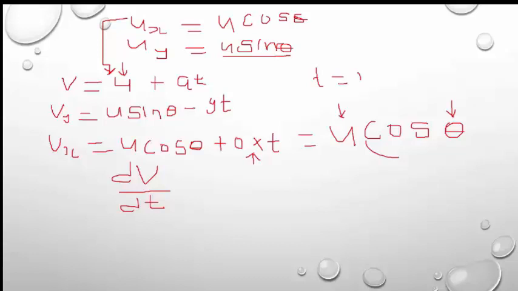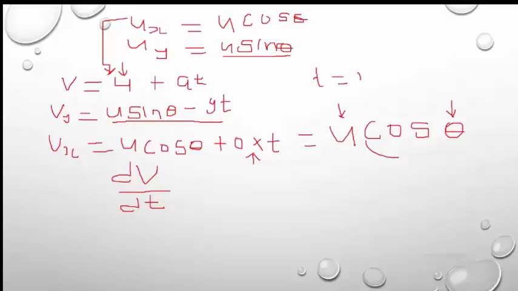But in this place, the acceleration is not 0, the velocity is changing. So the final velocity will keep changing, because by the time you multiply it with t, then we'll have a different value.